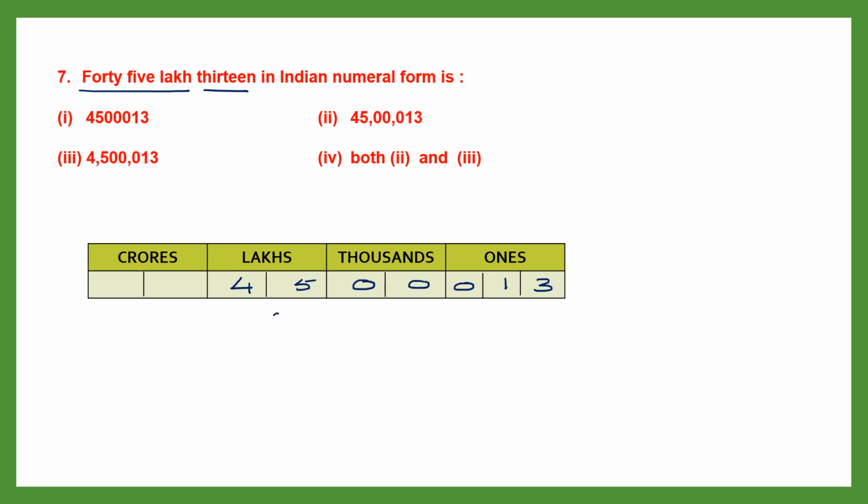Now let's write our number. So here we have 45 lakh and nothing in the thousands place and 13. So this is the answer that we have. And which option is that? Now let's look carefully and see. Here we can find it, 45 lakh 13. So our answer is option 2.